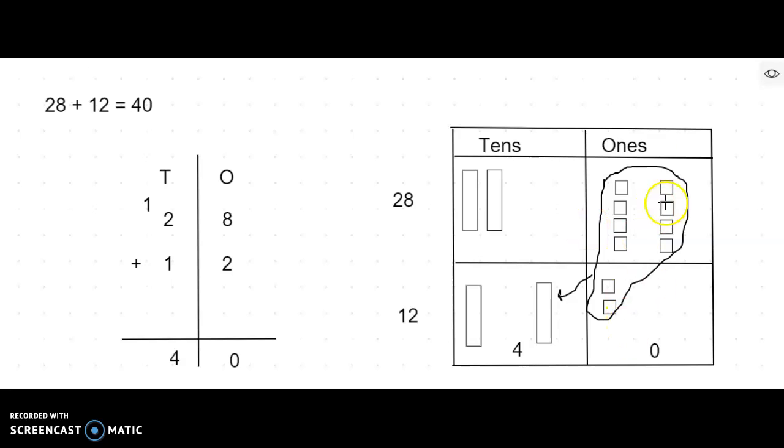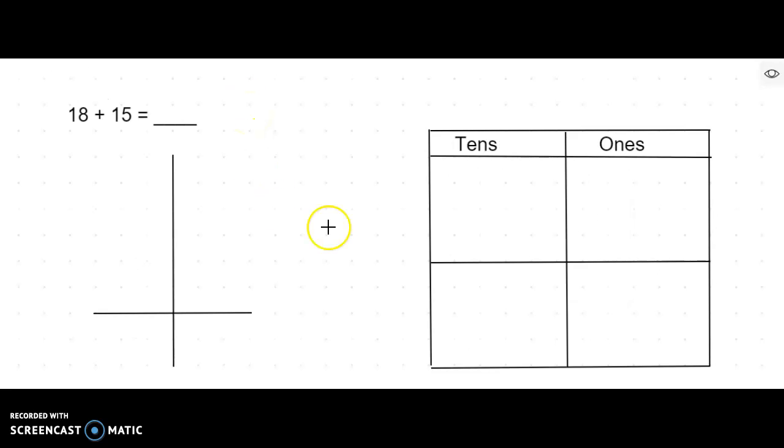So remember, when we get to 10 ones, we always need to regroup when we're adding. I'm going to give you one more problem. This one is your challenge problem that I want you to do and that we will go over on Friday. The problem is 18 plus 15. I'm showing you what a vertical addition problem setup would look like and what a place value chart would look like. And I want you to set up the problem and complete it, and then we will go over it tomorrow.